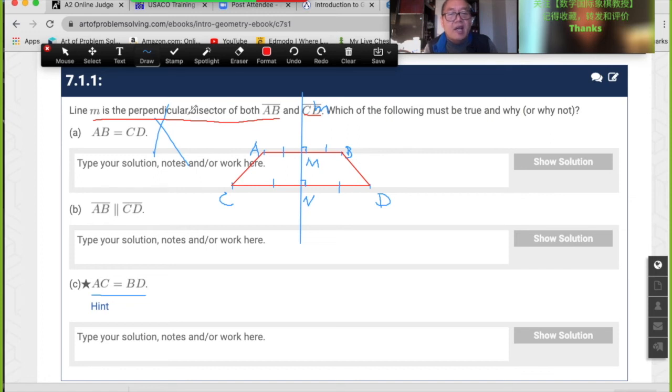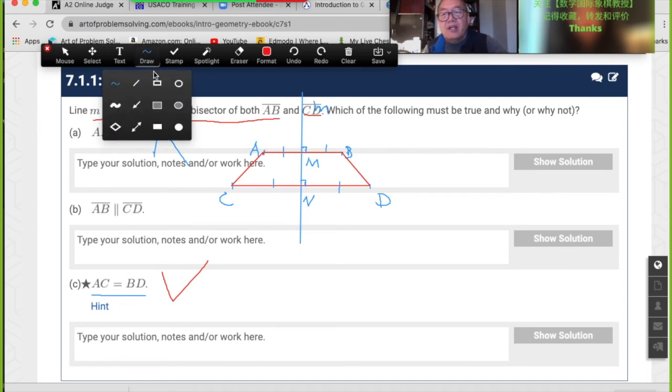And CN has to equal DN. Otherwise, M is not the perpendicular bisector of AB and CD. So now, actually, this one's true. This one's correct. This is guaranteed. Why? Then you can draw a perpendicular line here. We can get the two congruent triangles.